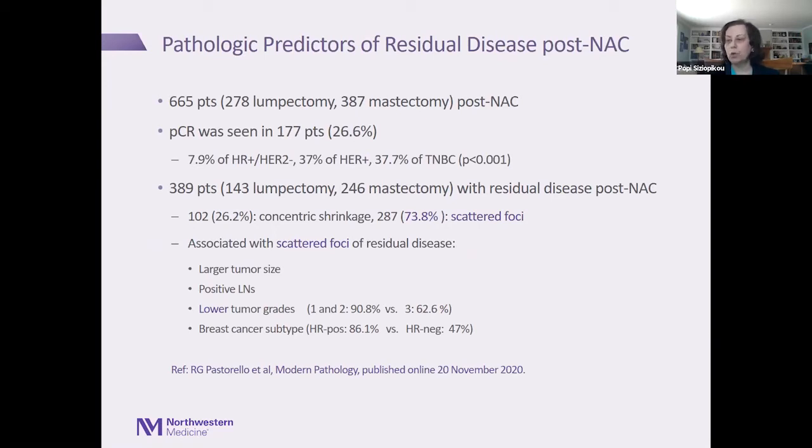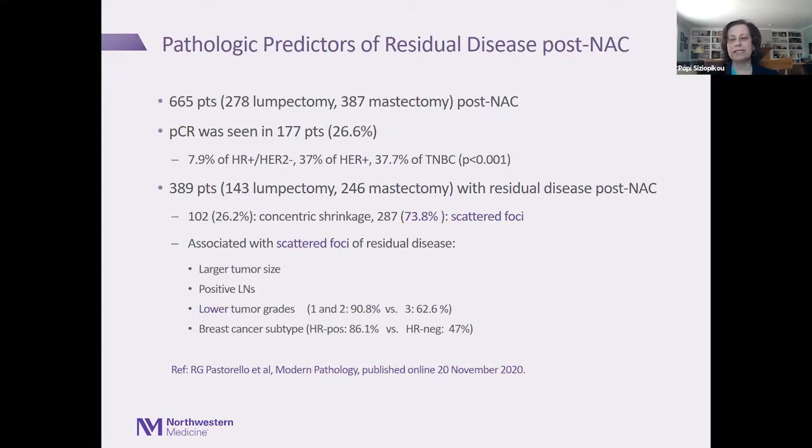Information about possible histopathologic predictions of the extent of the residual disease after neoadjuvant chemotherapy is obviously urgently needed. A recent paper by Pastorello and collaborators from Dr. Stuart Schmidt's group at the Brigham, recently published in Modern Pathology, shed some light on this very interesting question. In this paper, the investigators evaluated 665 patients treated by neoadjuvant chemotherapy, followed by lumpectomy for 278 of them, and by mastectomy for the remaining 387 cases.